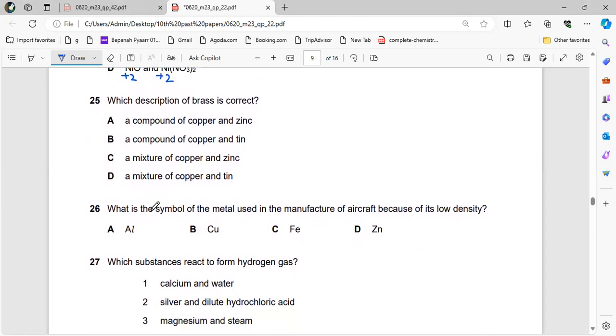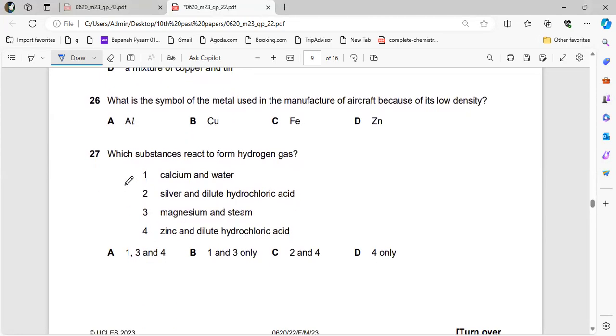Which description of brass is correct? Now, first of all, brass is an alloy. Okay, so what are alloys? Alloys are mixtures of different elements. So it is not a compound. That is why options A and B will not be considered. Now, option C, a mixture of copper and zinc, and option D, a mixture of copper and tin. So we know that brass is made up of copper and zinc. So option C is correct.